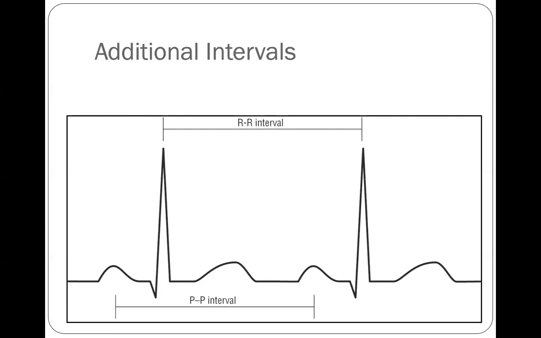And the P to P interval is from one P wave to the next. Again, from the same spot, either the peak of the P wave to the peak of the next P wave, or the beginning of the P wave to the beginning of the next P wave. And in most people, the P to P interval should match the R to R interval. And that's because the PR interval should match the PR interval of that same person. And we'll discuss more about that as we analyze.